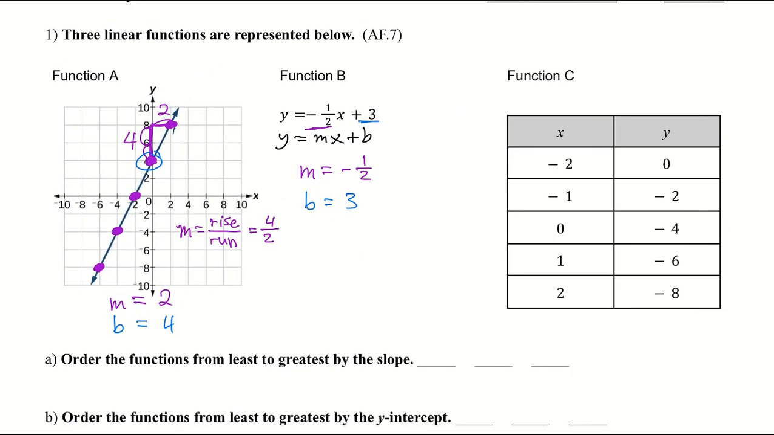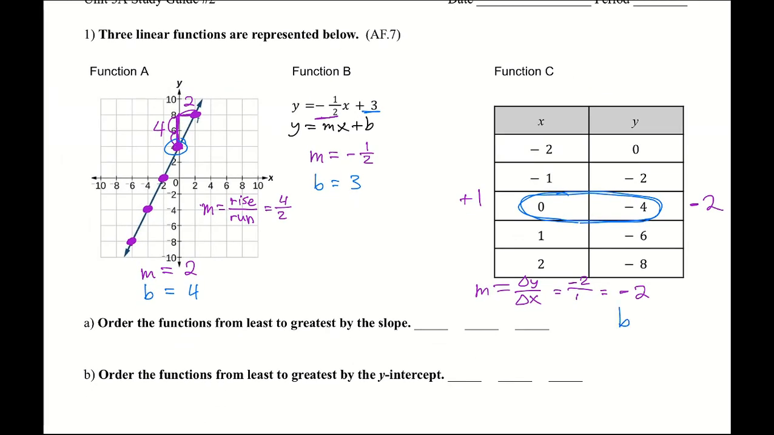For c, you need to find the change in x. So to find our slope, that's going to be the change in y over the change in x, which my y's are changing by 0, negative 2, negative 4. That'll be a negative 2. Negative 2, negative 1, 0. That would be a positive 1, so plus 1. So we have negative 2 over 1 for a slope of negative 2. The y-intercept is going to be when x equals 0, so my y-intercept on this is going to be at negative 4.